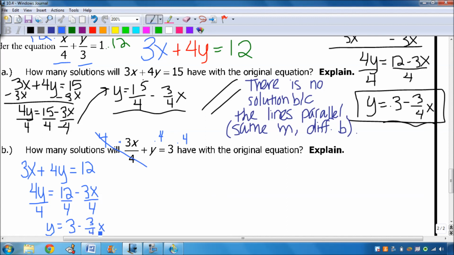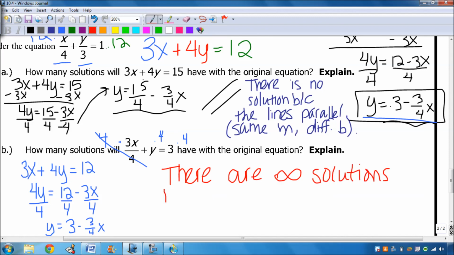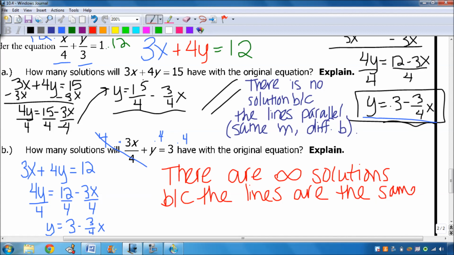And now I need to compare that to the original equation. Well, they're exactly the same. They're the exact same equation, which means that you will have infinite solutions. So we're going to say there are infinite solutions because the lines are the same, so they'll intersect everywhere.